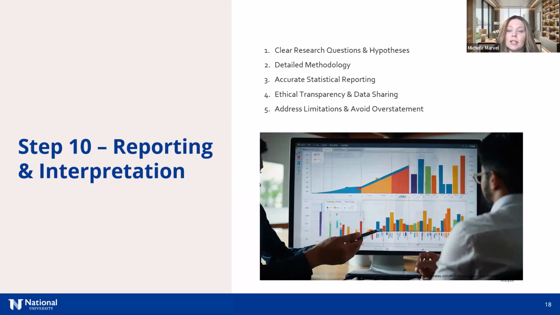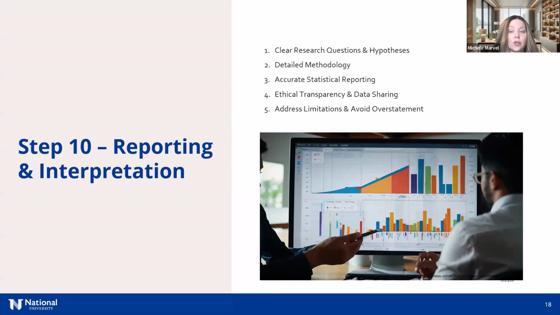So this might sound basic, but it's often overlooked. It's just making sure, again, that you clearly define your research questions and hypotheses, use a detailed methodology and data collection procedures, and use accurate statistical analysis and interpretation. It's not enough to say we ran some stats. Your audience needs to know which statistical tests you used, why you chose them, what assumptions were met or violated, and the key statistics: the effect sizes, the confidence intervals, the significance values, and more.